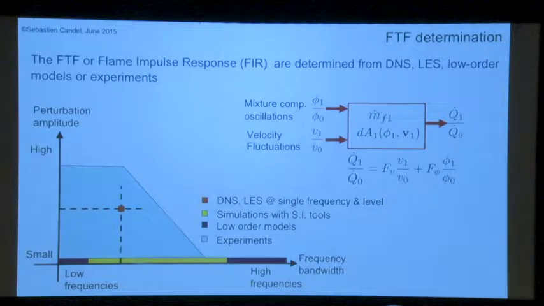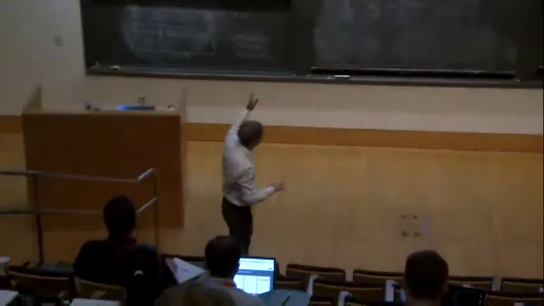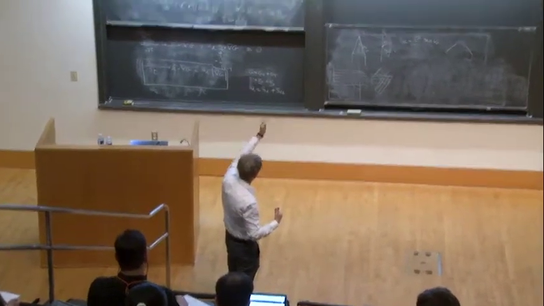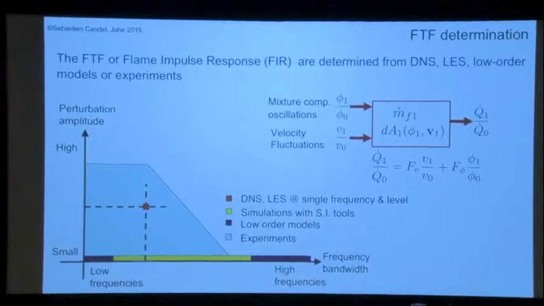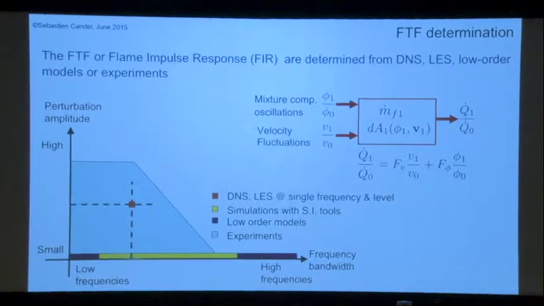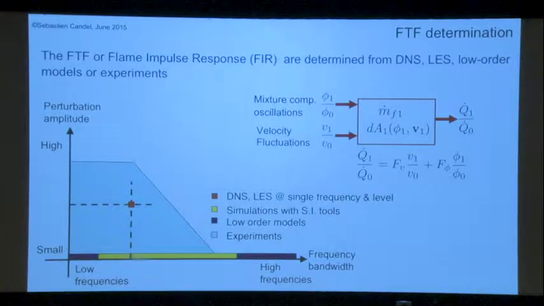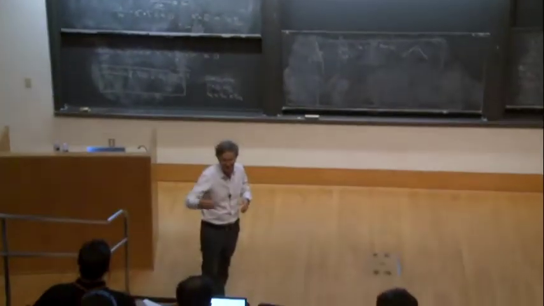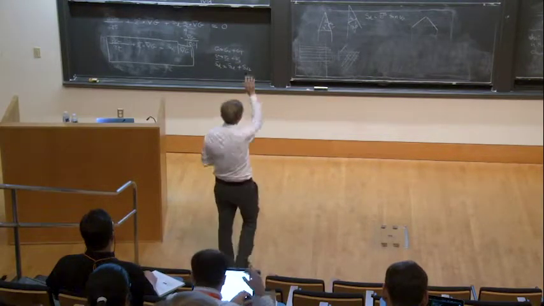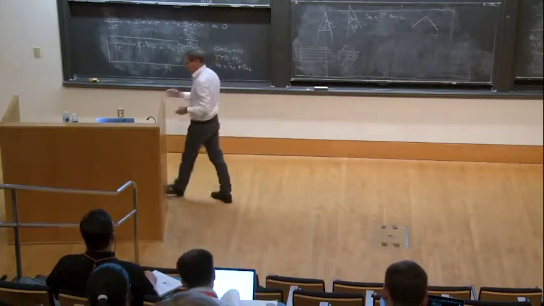What happens also, what we've seen in flames, is that they are more or less like filters. And so the band of susceptibility goes from the low frequencies up to a certain frequency. Beyond a certain frequency, the heat release fluctuations become very small. And so you have a region where the flame is responsive, and then you have, fortunately, regions where it's not. So it's important to know what this band is, and what the gain is, and of course, what the phase is.